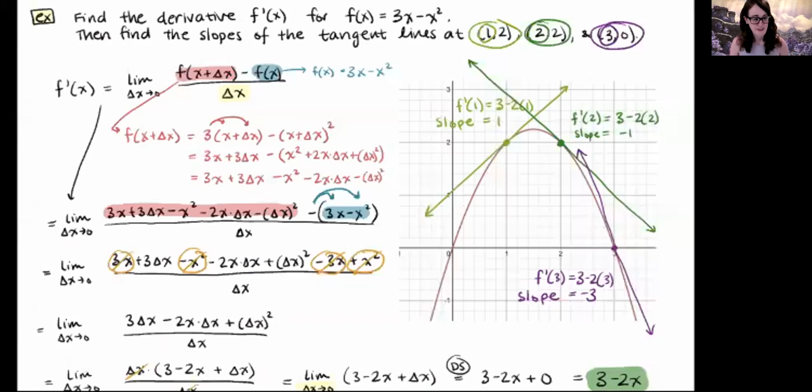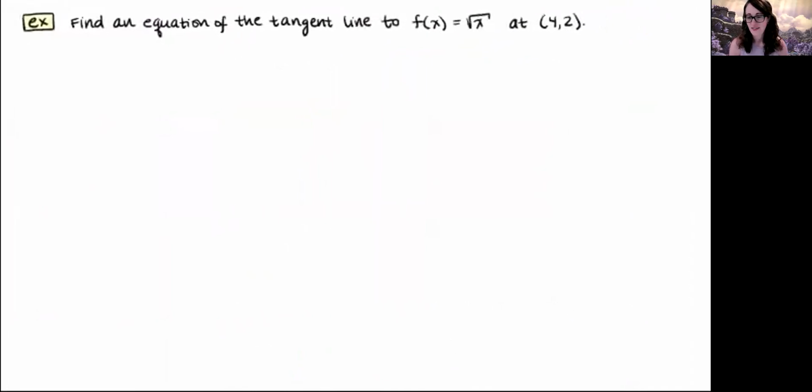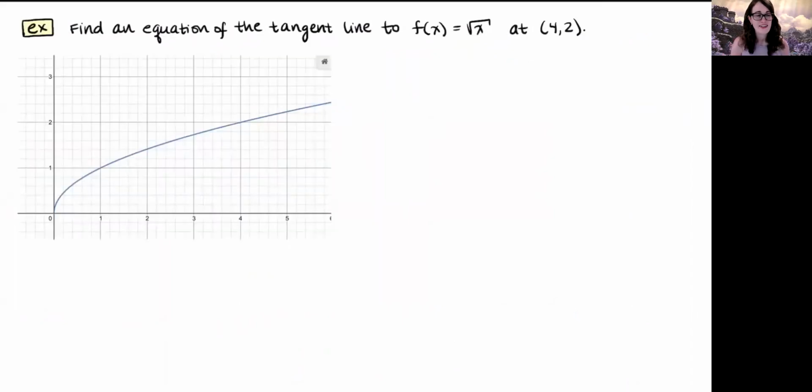Let us look at one more example with a radical function. So we're going to look at f of x equals the square root of x. Our second example is a radical function. And this time, we don't only want the slope of the tangent line, we want to find an equation of the tangent line. So our answer in this case is not going to be a number, but it'll be something of the form y equals mx plus b, right? That's an equation of a line.